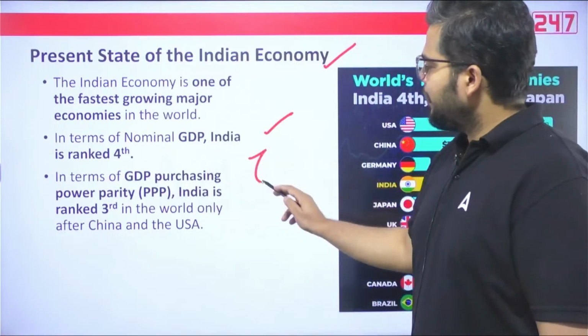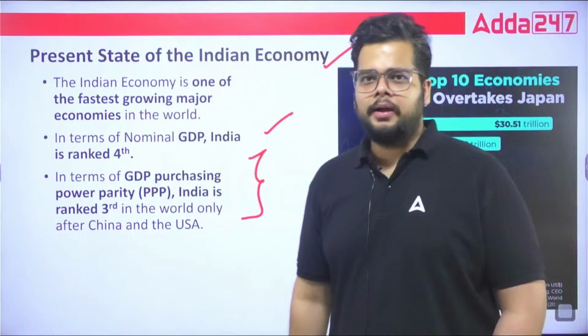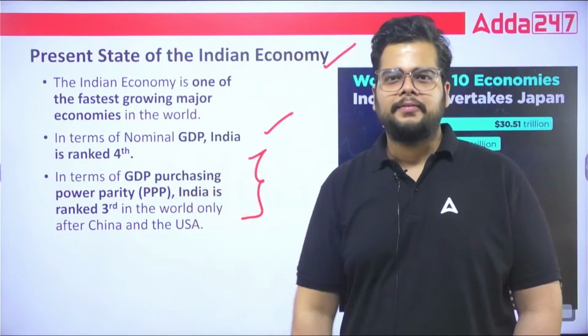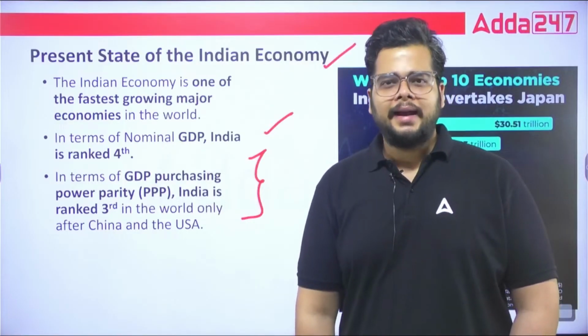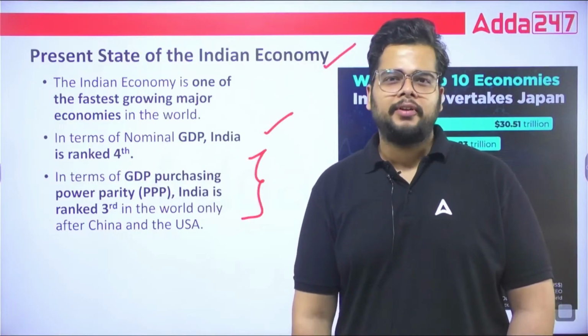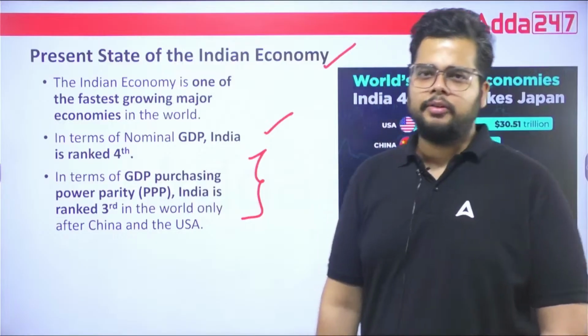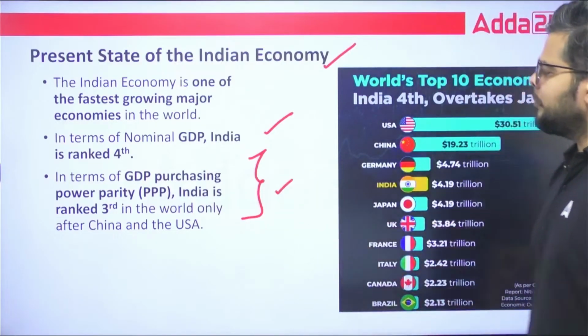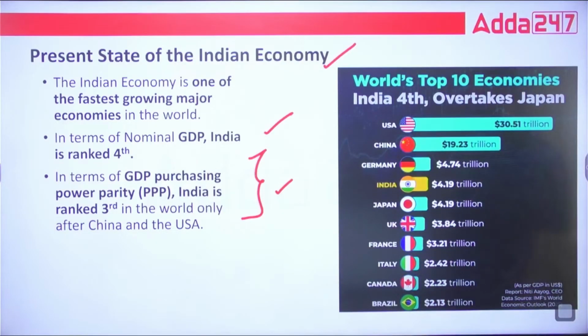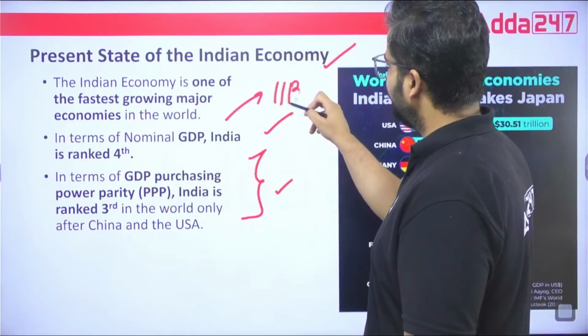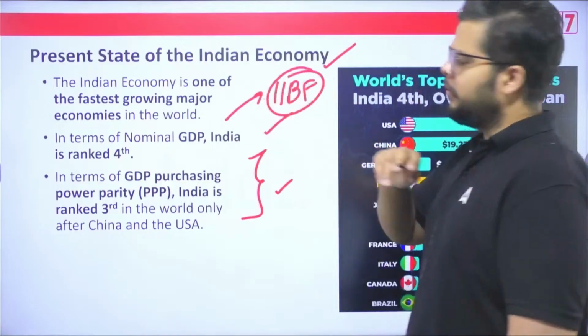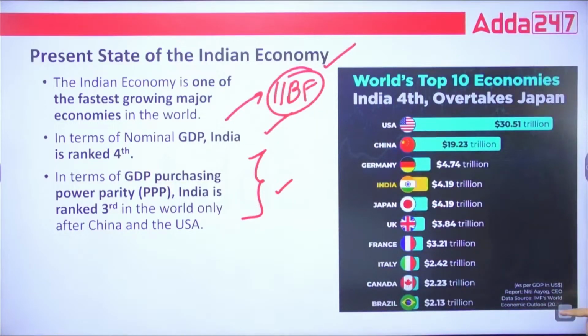Next important number is the GDP when we talk about the comparison with the PPP, that is purchasing power parity. India stands at the 3rd position when we talk about the purchasing power parity scenario across the globe. So these two numbers you must remember, because one question has already been asked by the IIBF from here only. So very important, highly important, I would say.